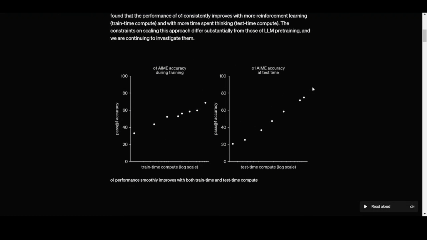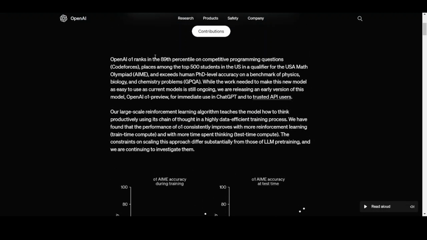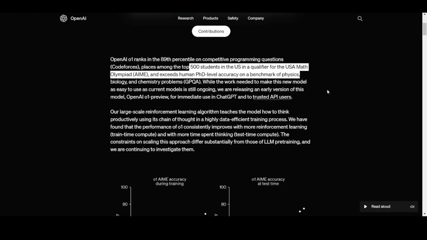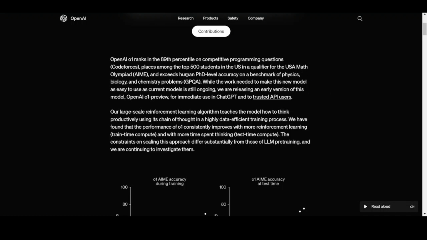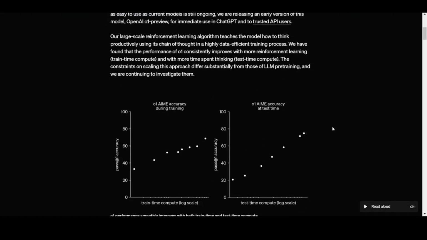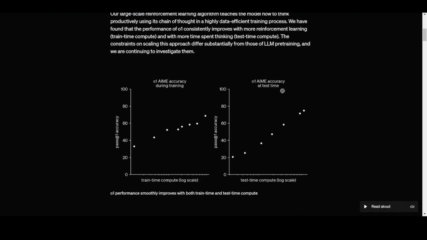and what sort of tasks will it be used for? They claim that OpenAI O1 ranks in the 89th percentile on competitive programming questions, placing among the top 500 students in the U.S. in a qualifier for the USA Math Olympiad, AIME. It also exceeds human PhD-level accuracy on a benchmark of physics, biology, and chemistry problems, GPQA. While the work needed to make this new model as easy to use as current models is still ongoing, we are releasing an early version of this model, OpenAI O1 Preview, for immediate use in ChatGPT and to trusted API users.